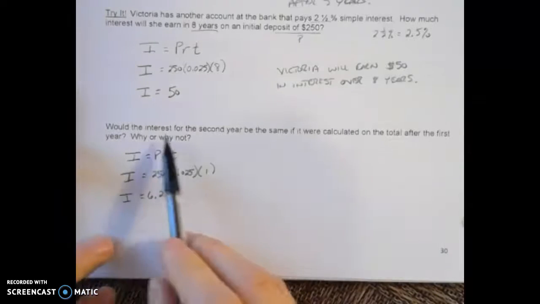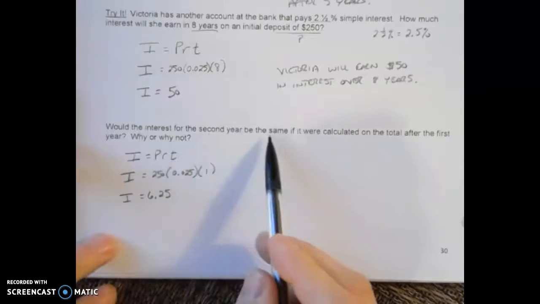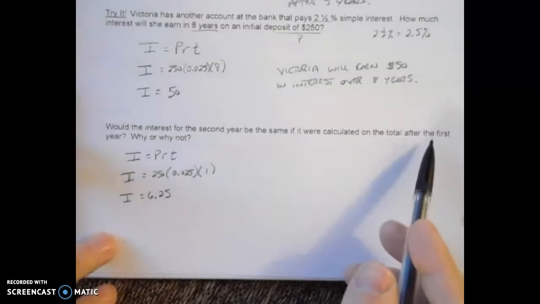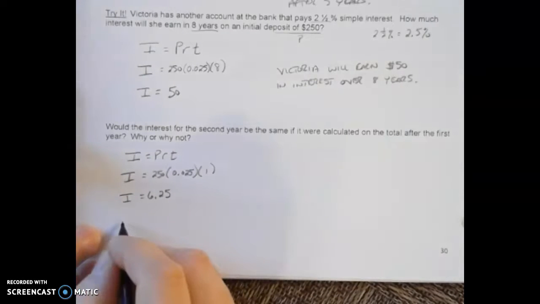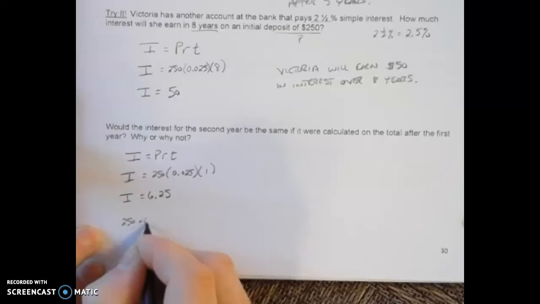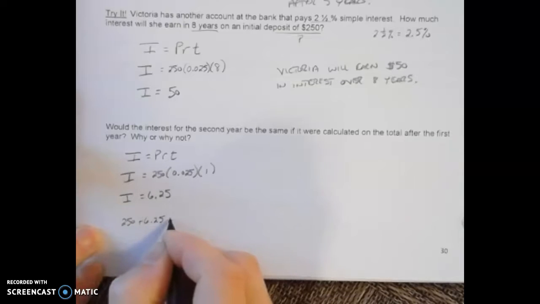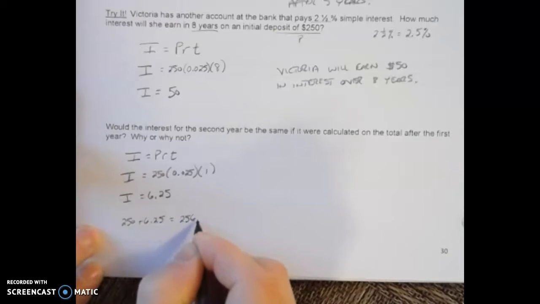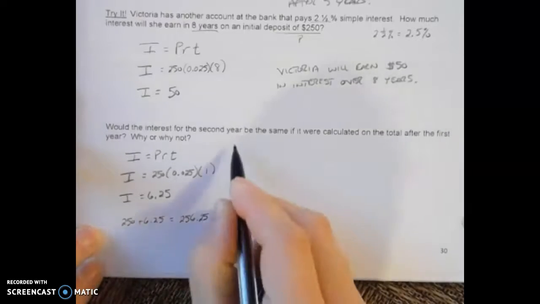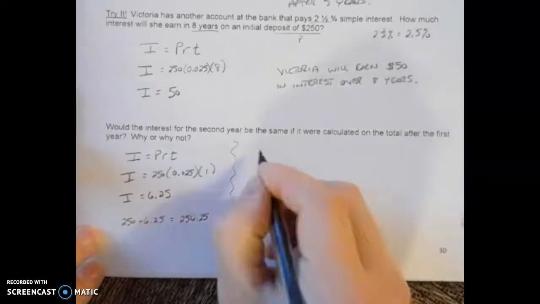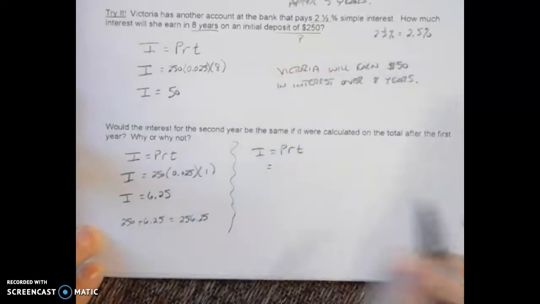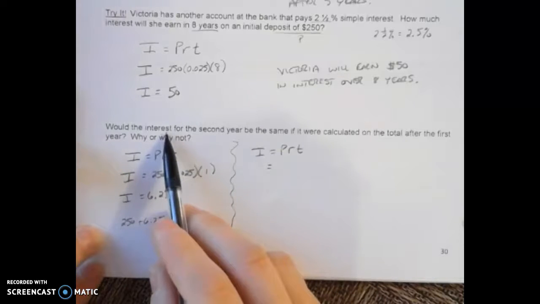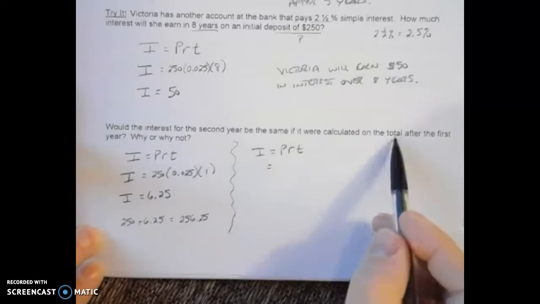Now this is asking, would the interest for the second year be the same if it were calculated on the total after the first year? Well, remember, to get the total here, you're going to take the $250 and add the interest, which was $6.25, which is $256.25. Now they're saying for the second year, I equals PRT, is the interest going to be the same if it was calculated on the total after the first year?